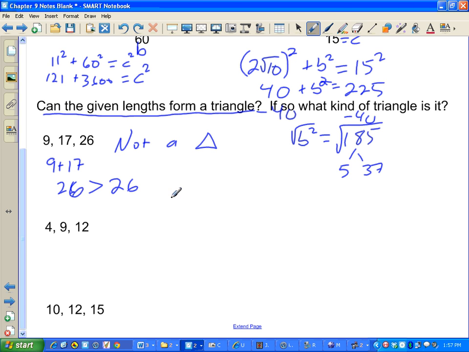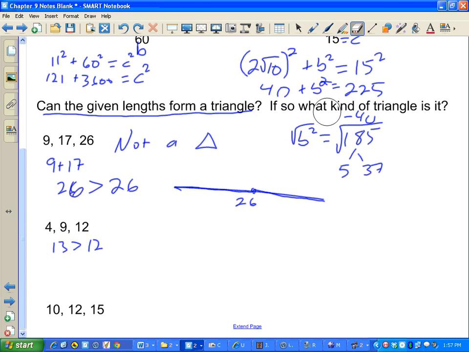But 26 being the same as the third side, what that would look like is, here's my third side, 26. These two other sides are only long enough to meet if they lay on top of that third side. Okay, so I've got no angles, I've got no separation between my sides, so that's not making a triangle, that's making a line. All right, here, let's look at this one. Does this make a triangle? 4 plus 9 is 13. That's bigger than 12, so yes.